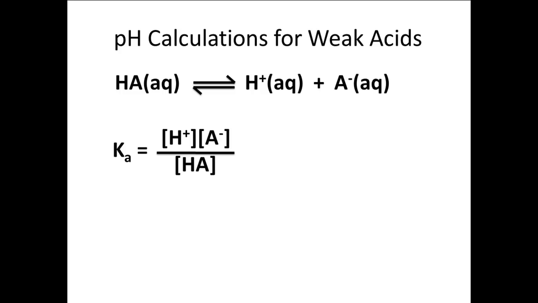We know that when the equilibrium concentrations are substituted into the equilibrium expression, the result must be Ka. So we substitute. The concentration of H plus is X, and the concentration of A minus is also X, and the concentration of HA is M minus X. Solving this equation for X, which is the concentration of H plus, means we need to solve a general quadratic equation that depends on the values of Ka and M. Let's look at a specific example to see how to do the problem.